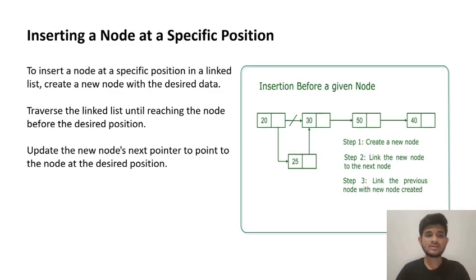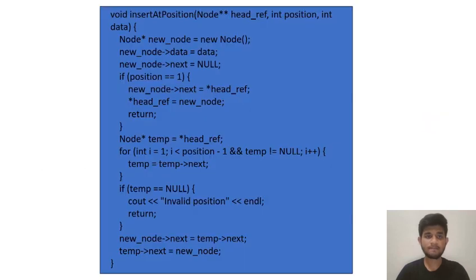Inserting a node at a specific position. To insert a node at a specific position in a linked list, create a new node with the desired data. Traverse the linked list until reaching the node before the desired position. Update the new node's next pointer to point to the node at the desired position. And here is the example code for insertion of any elements or nodes at a specific position.